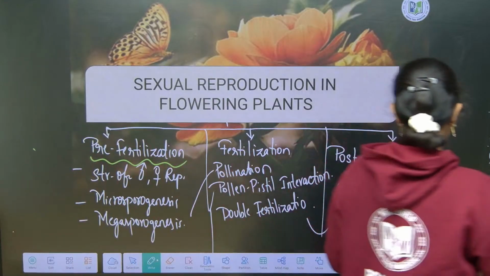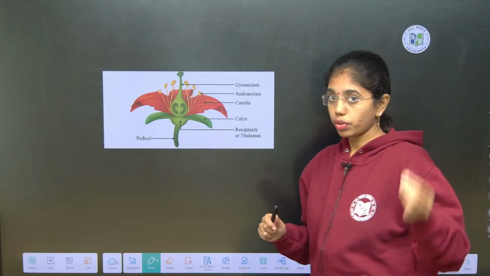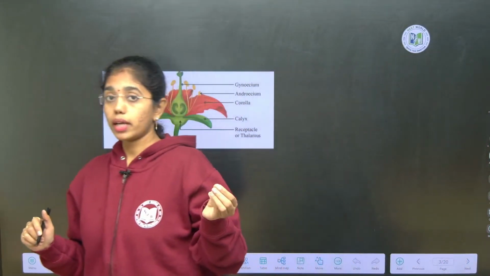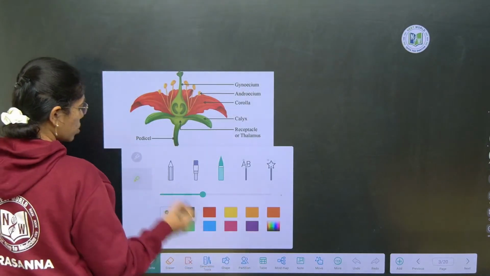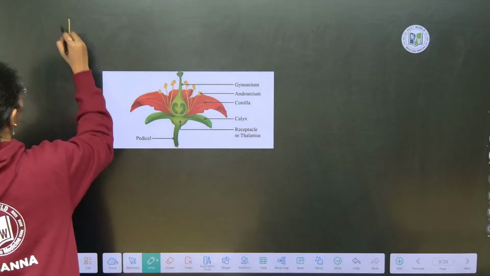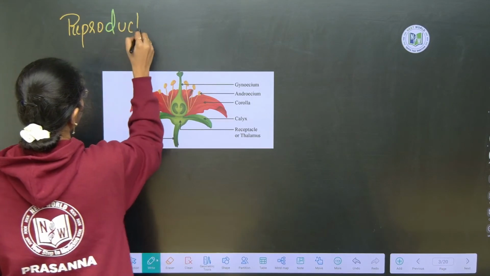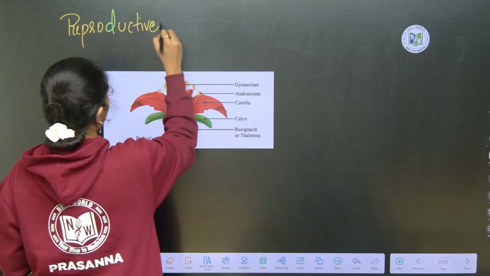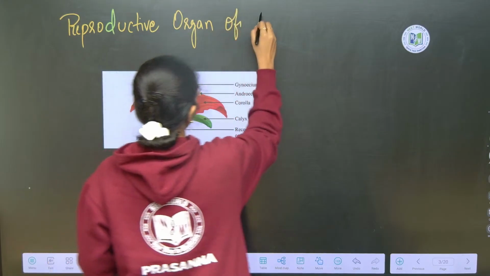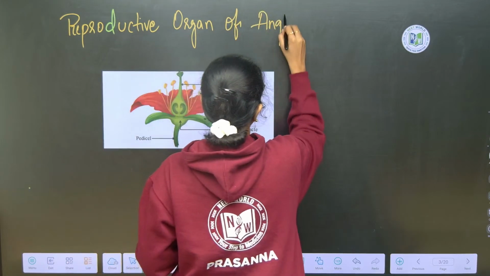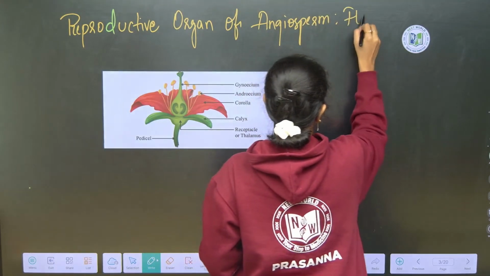First, what is the reproductive organ of the flower? What is the reproductive organ of an angiosperm? Reproductive organ of an angiosperm is flower.